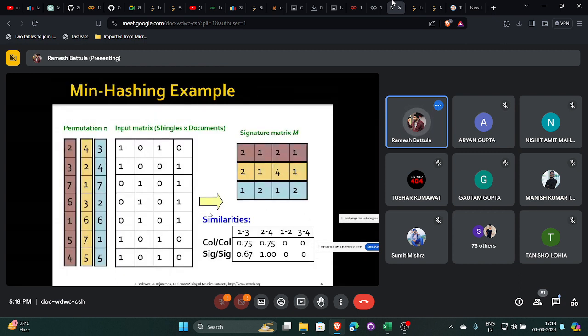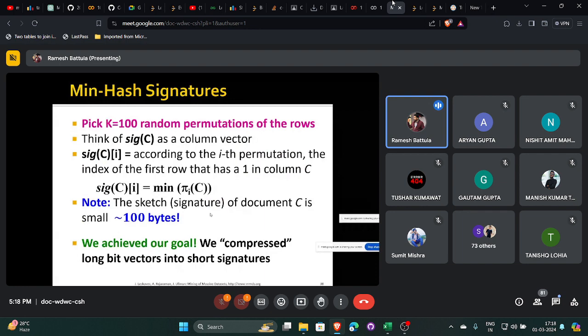Now you need to take these signatures we received. We need to take the similarities of columns 1 to 3, 2 to 4, 1 to 2, or 3 to 4. We are calculating the similarities. The similarities are like this. Fine.